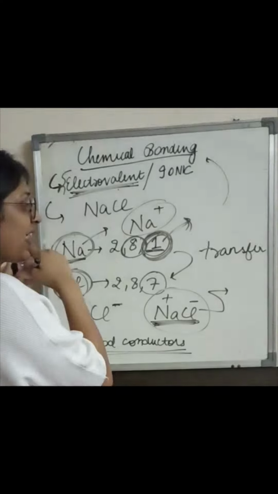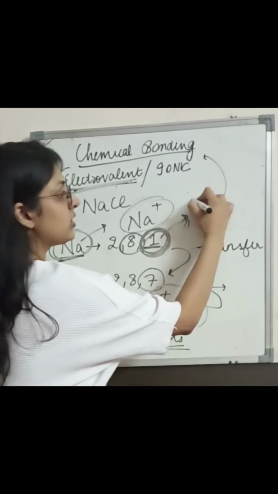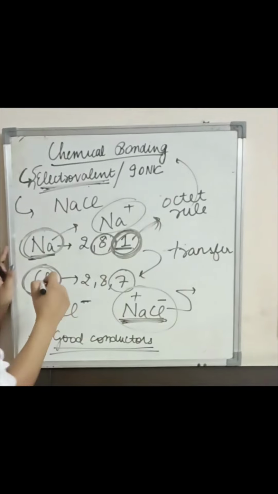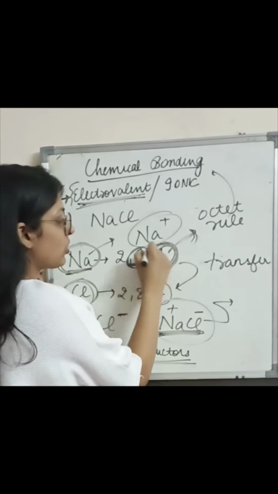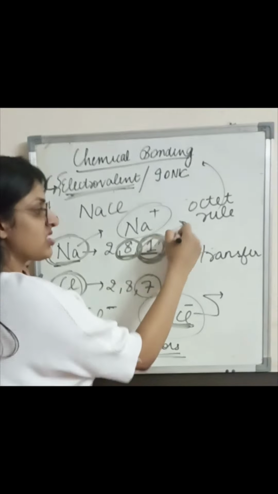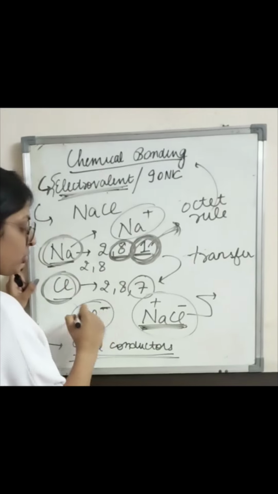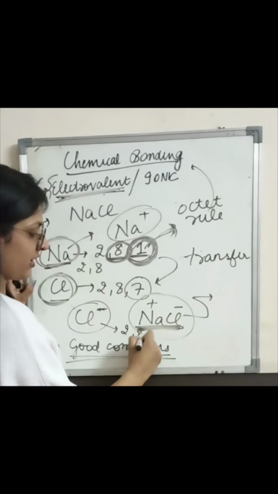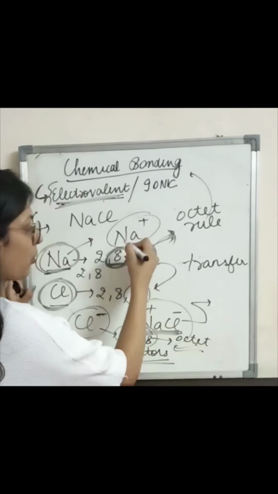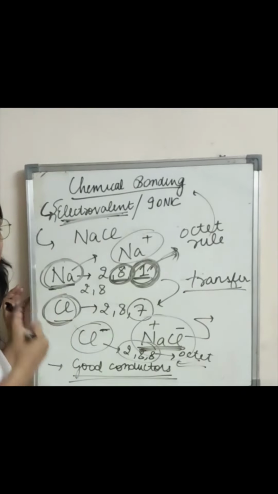Now, why has sodium lost this one electron? As we know, in order to follow the octet rule, that is, to gain stability, every atom wants to have 8 electrons in its outermost shell. Therefore, sodium after losing this electron will have the configuration 2,8, and chlorine after forming chloride will have the configuration 2,8,8, following the octet rule in both cases. So this is how the transfer occurs and electrovalent bonds are formed.